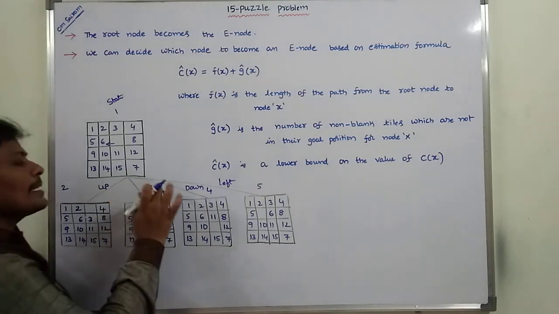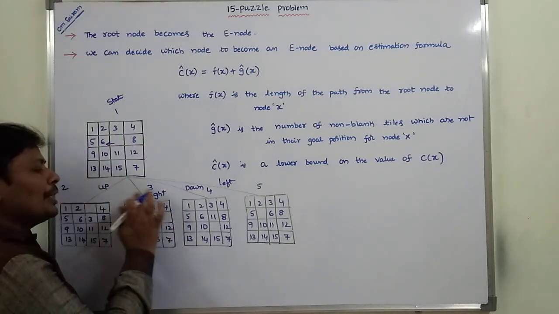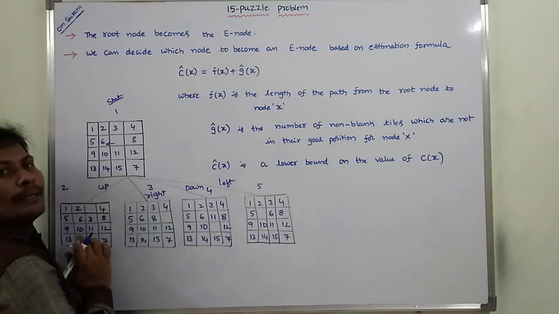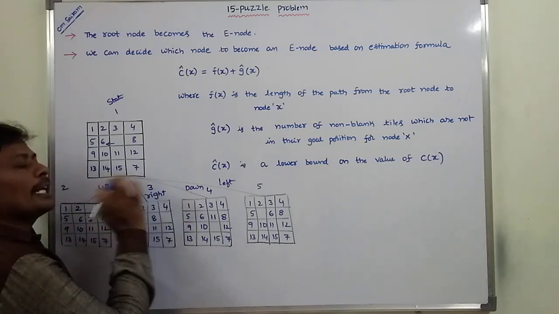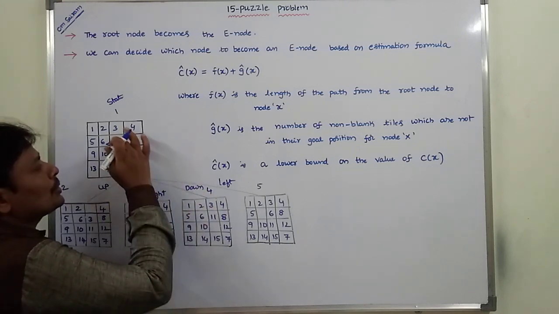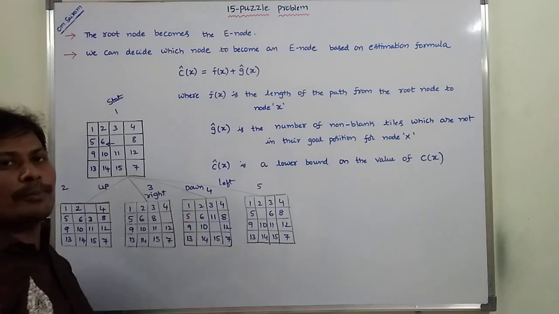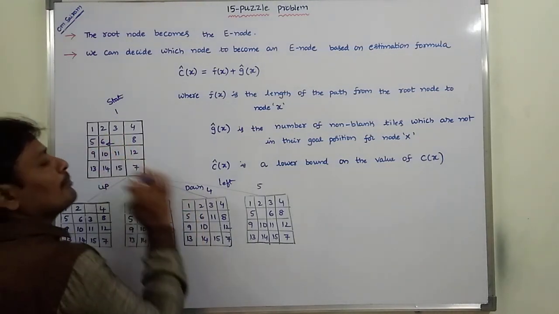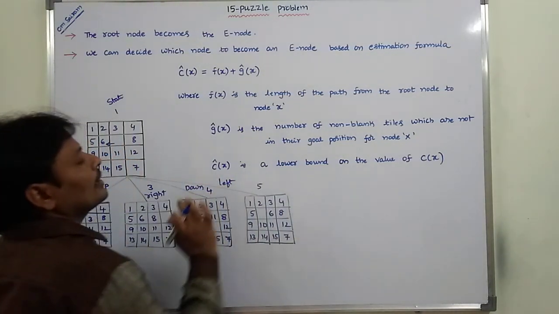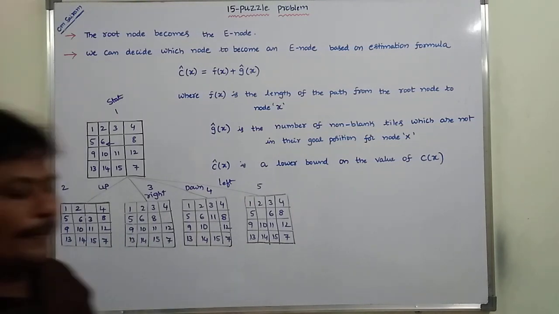The empty slot can be moved to right direction. One new arrangement we are getting. That node number can be treated as 3. The empty slot can be moved to down direction. So then we are getting a new arrangement. The empty slot can be moved to left direction. Then we are getting a new arrangement.